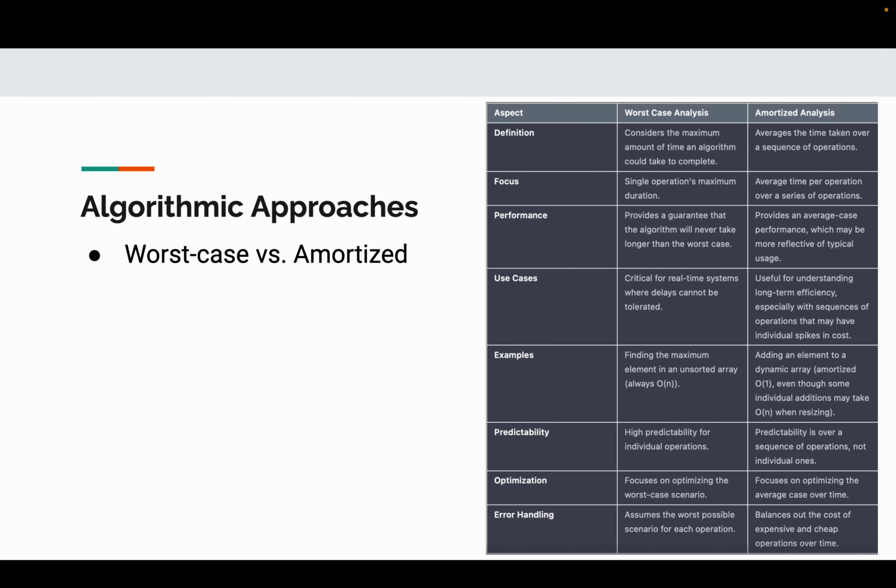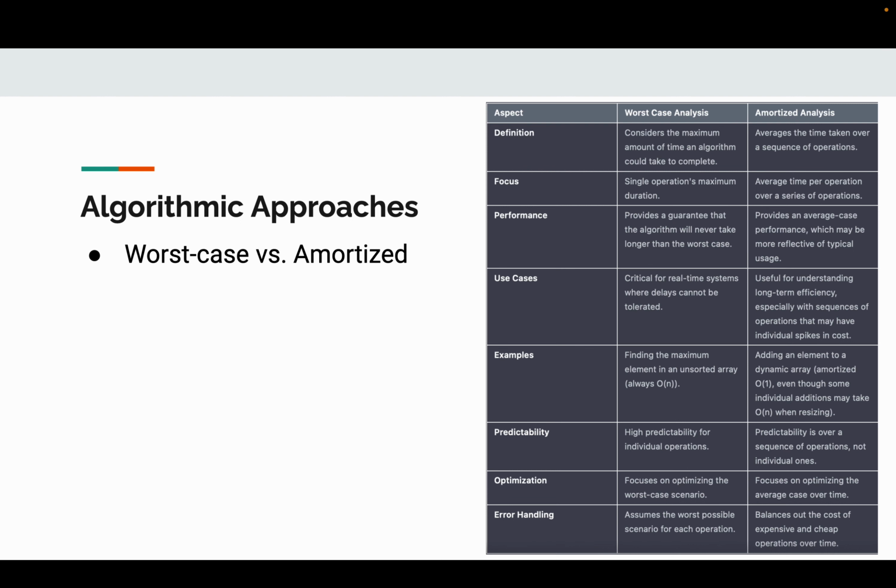Then we are going to introduce the algorithmic approaches. There are two different approaches. The worst-case analysis is like preparing for the heaviest rainstorm when building a roof. It ensures that no matter how bad the weather gets, the roof won't leak. Amortized analysis, on the other hand, is like budgeting for monthly expenses. Some months might be more expensive due to one-off costs, but the average cost over the year is manageable.